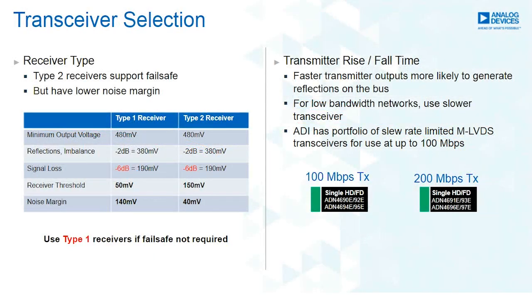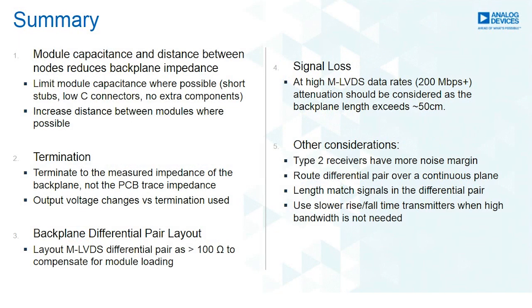So just to summarize some of the points discussed for when designing an M-LVDS backplane, the module capacitance and the distance between the nodes reduces backplane impedance below what you may think it is. So you should strive to limit module capacitance where possible, so use short stubs, low capacitance connectors, don't add extra components, and if possible, try and increase the distance between the modules on the backplane.